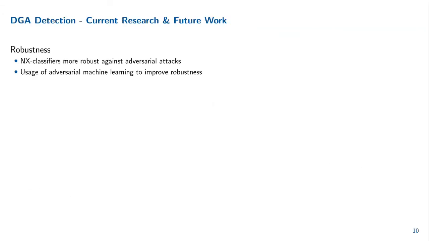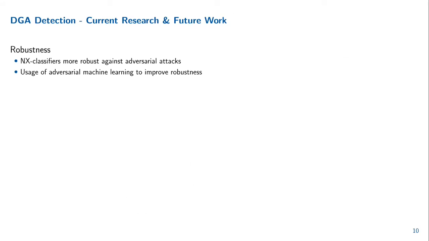And yes, I will now present some current and future work. And of course, especially deep learning classifiers seem to be susceptible to adversarial attacks. And we did a preliminary evaluation, in which we showed that NX classifiers, that is to say, classifiers that are trained on the domain names which are included in non-resolving domain responses, are more robust against adversarial attacks proposed in related work. Why should you use NX classifiers?